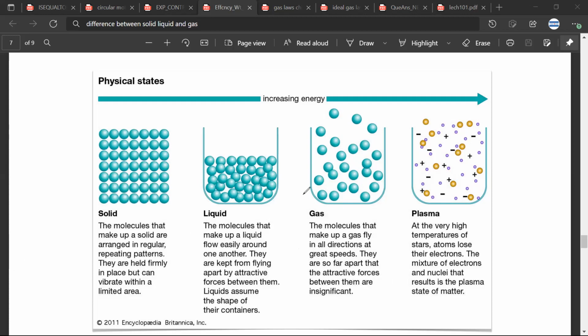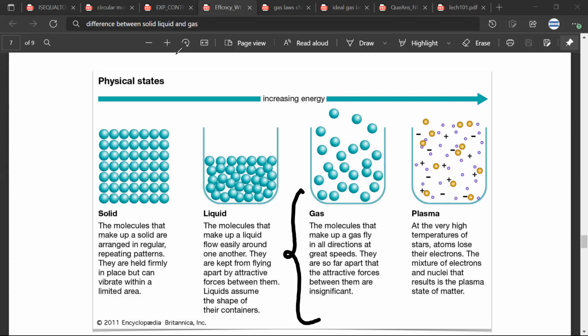Yeah. So can you read this? The molecules that make up a gas fly in all directions at great speeds. They are so far apart that the attractive forces between them are insignificant. Yeah. Have you understood? Yes, sir. Okay. And then we come to the fourth state. The fourth state is? Plasma. Okay.